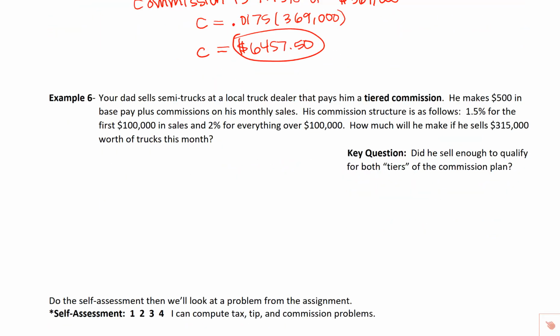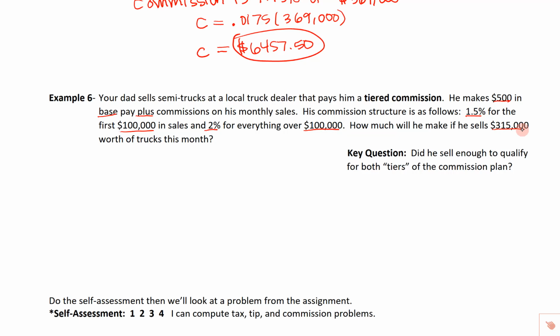So example 6 says your dad sells semi-trucks at a local truck dealer that pays him a tiered commission. He makes $500 in base pay plus commission on his monthly sales. His commission structure is as follows: 1.5% for the first $100,000 in sales and 2% for everything over $100,000. How much will he make if he sells $315,000 worth of trucks this month?